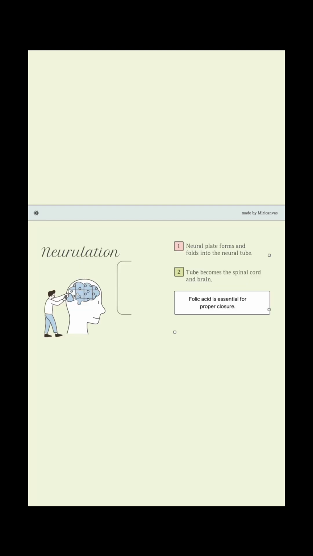Around 18 days after conception, the neural plate forms from ectoderm tissue. Around 24 days, it folds into the neural tube, which becomes the brain and spinal cord. Without it, tube closure may fail, causing spina bifida.